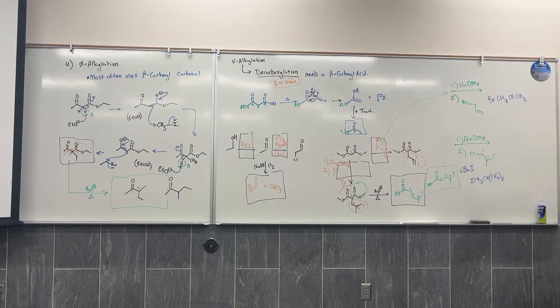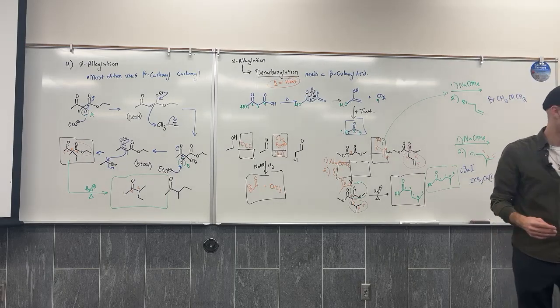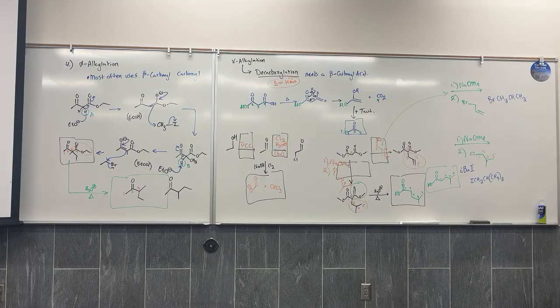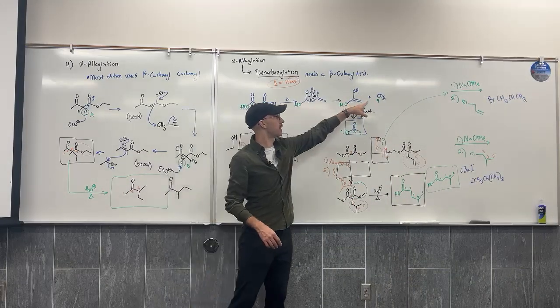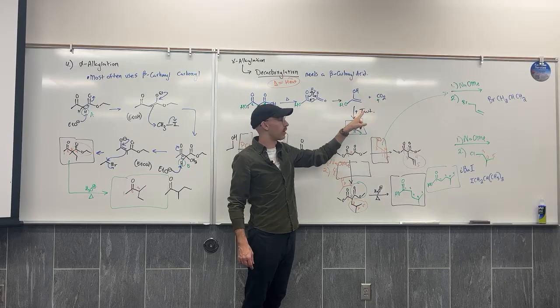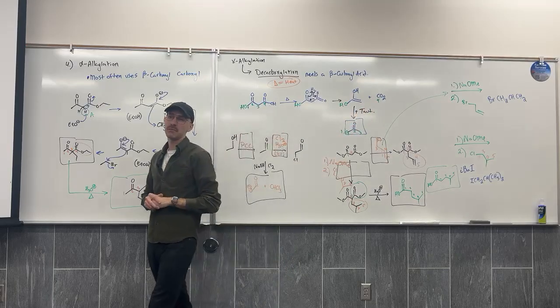You got a question? No. I mean, I can ask it, but I figured it out. Let's hear it. I was going to ask why doesn't the other carboxylic acid decarboxylate? Yeah, why doesn't it? Because by the time one of them has been decarboxylated, the one that remains doesn't have a beta carbonyl.